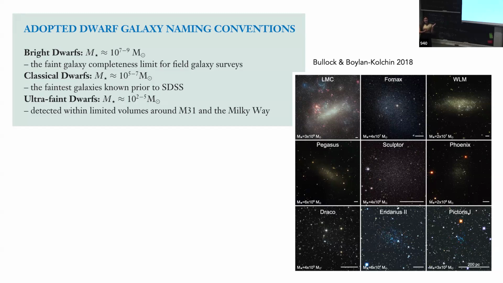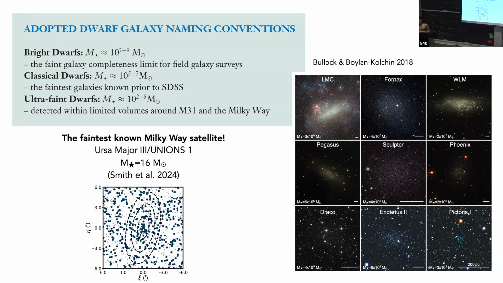So why do we even need these definitions? One thing is that astronomers like subgrouping of stuff, right, in galaxies, but also because these galaxies span a huge range in stellar mass, and the physics that governs their evolution is very, very different. In fact, one of the really fun discoveries from the last year is this Unions 1 galaxy, which has a stellar mass of 16 solar masses. Its absolute magnitude is positive, okay, as a plus.